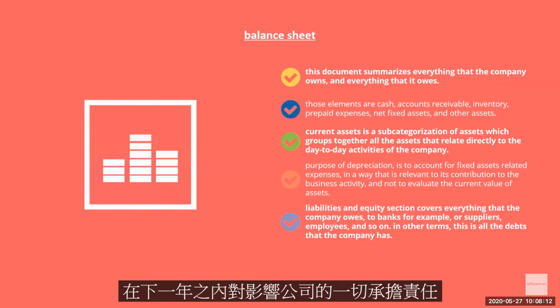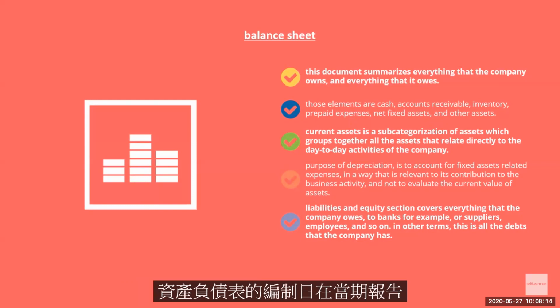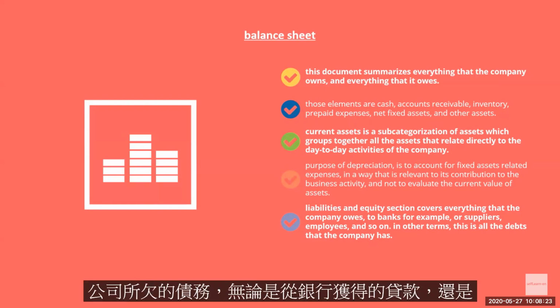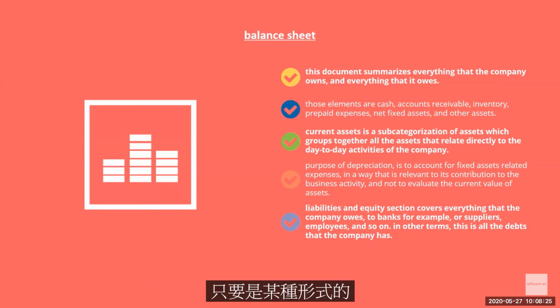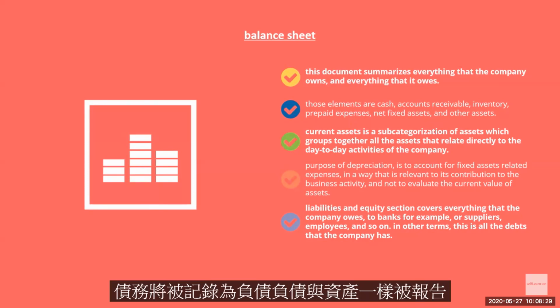Everything that is affecting the company within the year following the day on which the balance sheet has been prepared is reported in the current liabilities section. The rest is considered long-term. Liabilities are all the debts that a company has. Whether it is a loan from a bank, a payment that is due to a supplier, or a salary due to an employee, as long as it is some form of a debt, it will be recorded as a liability.